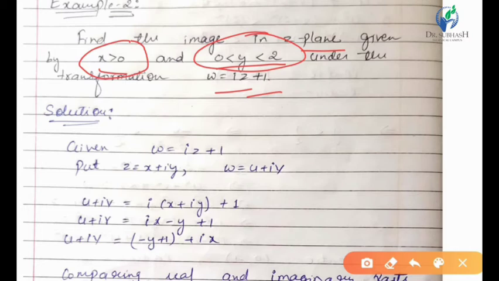Again, first we will see what the transformation is. We will substitute the values and then we will go on to find the further images. So here it is given that w equal to iz plus 1. We know that z equal to x plus iy, w equal to u plus iv. We will substitute here. So we get u plus iv equal to i times (x plus iy) plus 1. We will multiply this i inside. We get ix. i into i is i square, that is minus 1. So minus y plus 1.